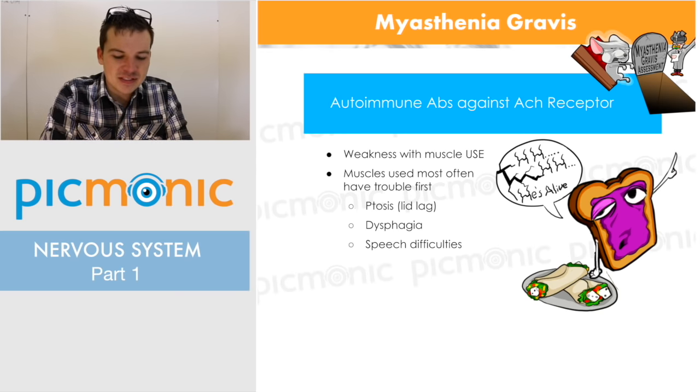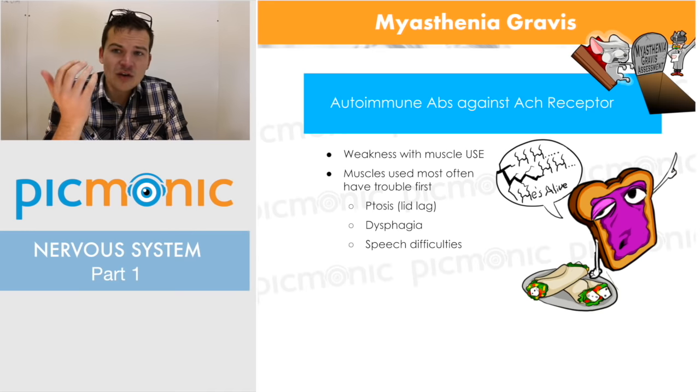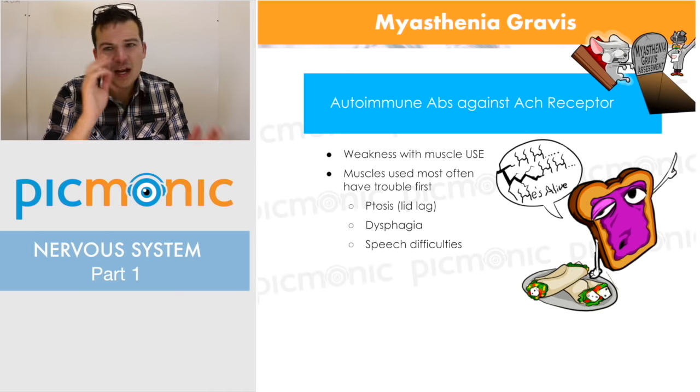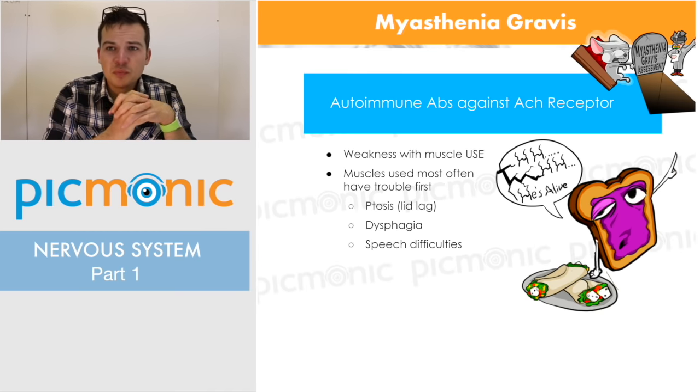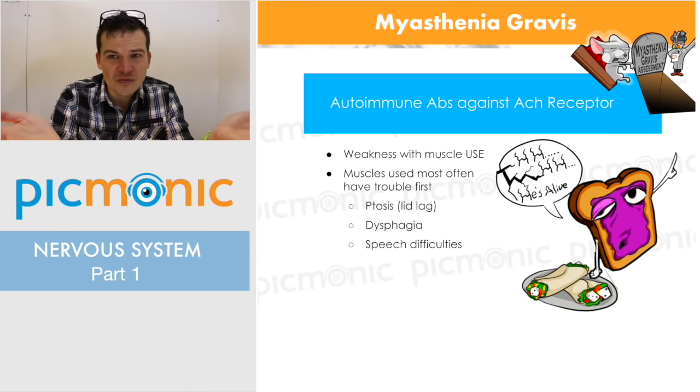What actually happens in myasthenia gravis? What's the underlying cause? The underlying cause is that myasthenia gravis is an autoimmune disease. What does that mean by autoimmune? I always use the same example, but it's pretty much imagining that the body is somehow attacking itself. That's not very nice. I mean, hello, body, why are you attacking yourself, you stupid idiot? That's not very nice. But there's tons of autoimmune diseases.